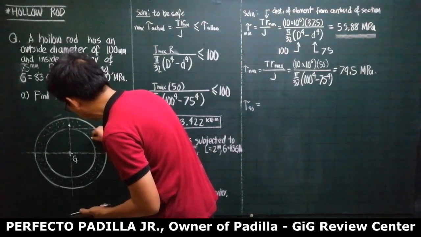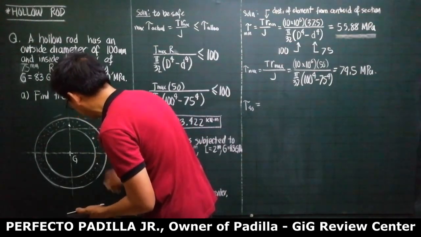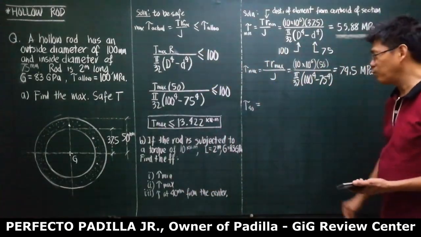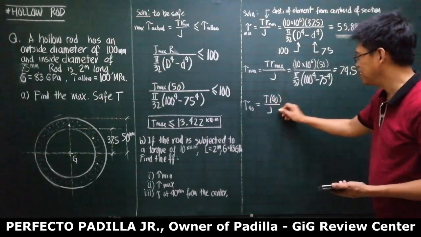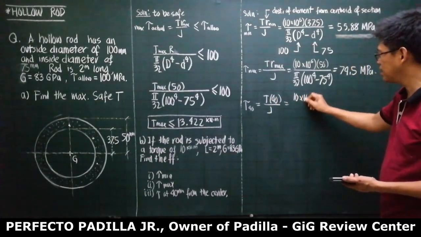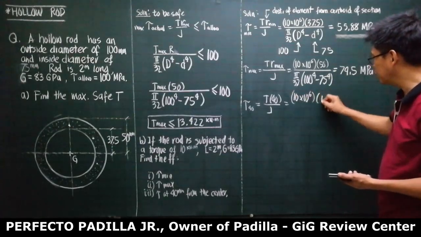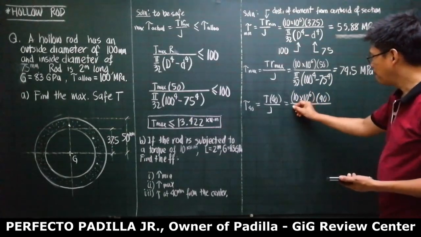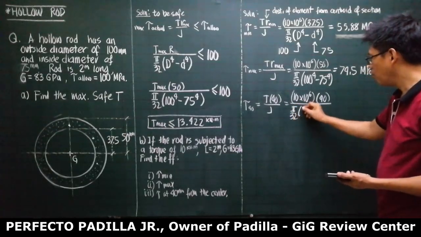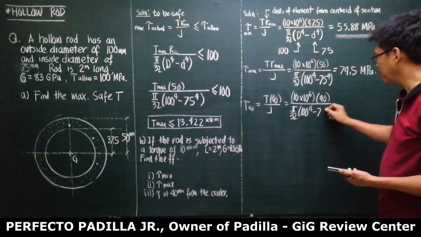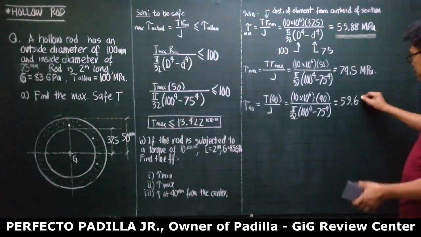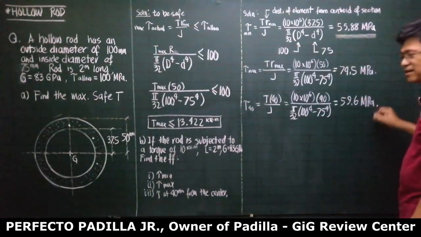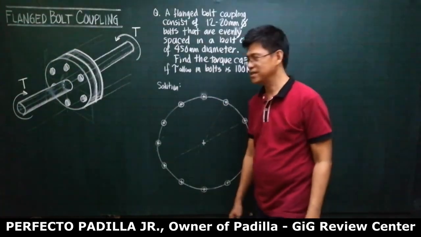Now, our tau at 40 mm away from the center, this is 37.5. The stress here, 40 mm away, will be T times 40 over J. So this is 10 times 10 to the 6 times 40 over pi over 32, 100 to the fourth minus 75 to the fourth. And this is 59.6 megapascal. You follow? Okay. Let us go to flange bolt couplings.